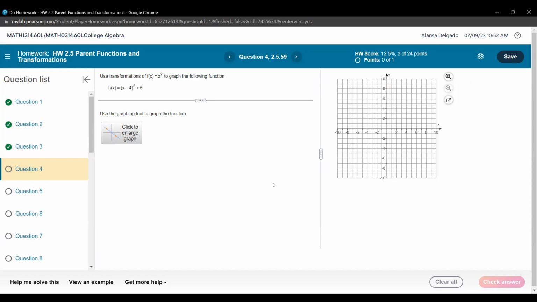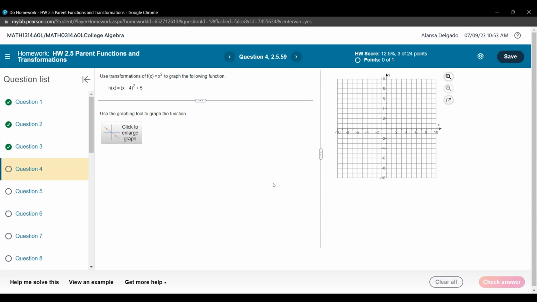So this would be a parabola as well. H of x equals x minus 4 squared plus 5. So would this one also start at negative 4? I would start at positive 4, since it's at negative 4 right now. Yes. What's going to make x minus 4 zero is 4. So it's going to shift to the right 4.